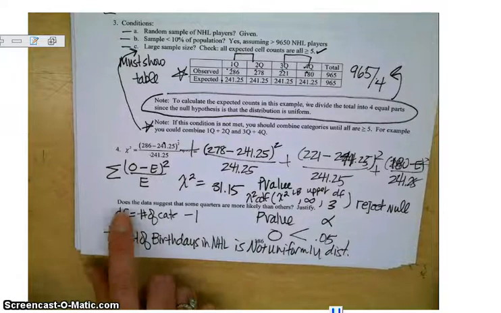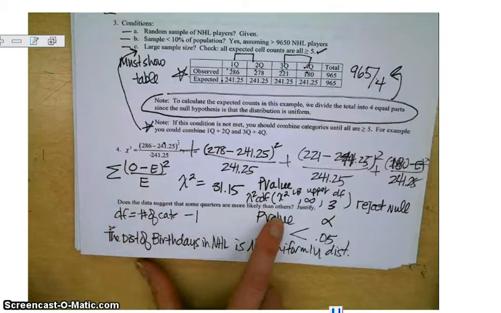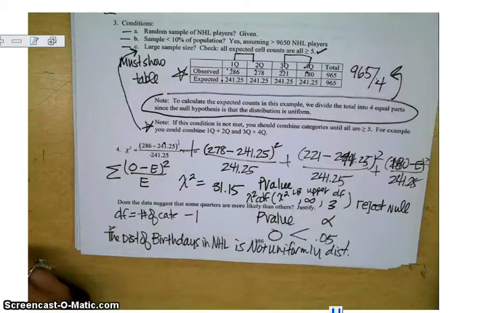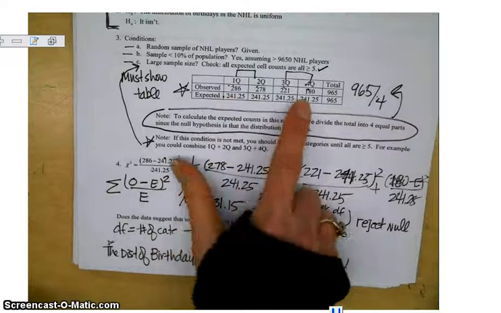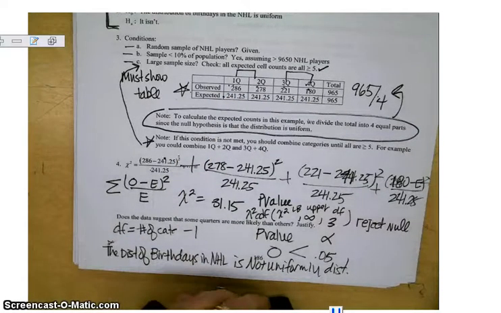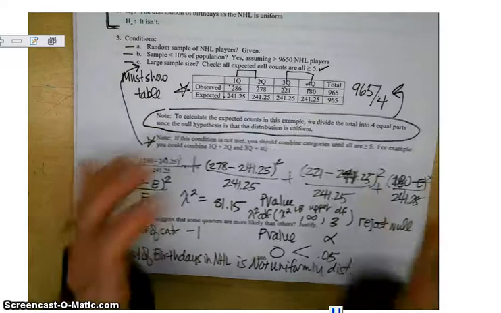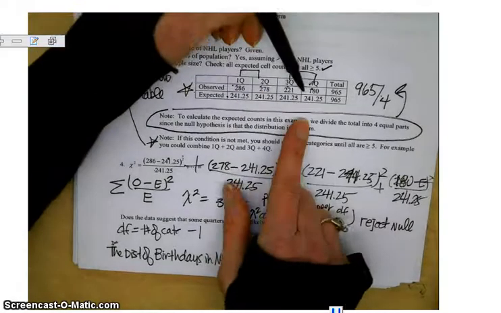Now, the next question here says, does that data suggest that some quarters are more likely than others? Well, the data may suggest it. Don't you think that the data suggests it? But does our test tell us anything like that? No. You need to understand that a chi-square test is not going to tell you which quarter has more.